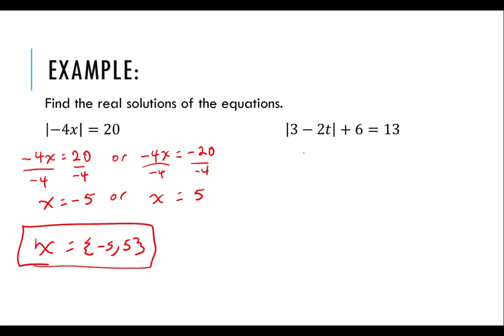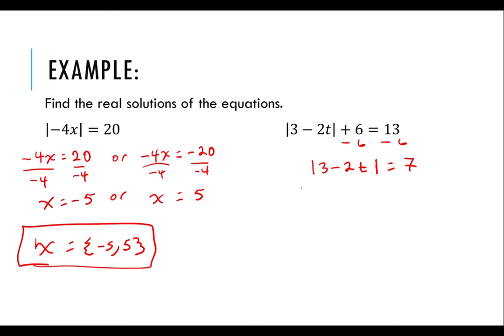For our next one, step 1, we need to get the absolute value by itself. So move everything that's not inside the absolute value over. That's then going to be the absolute value of 3 minus 2t is equal to 7. And so now notice we have an absolute value by itself. Well, the absolute value is equal to a positive. Notice that 7 is positive, so this is fine.